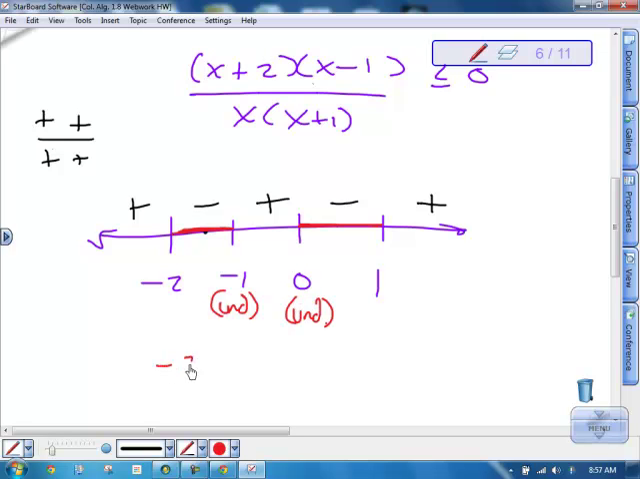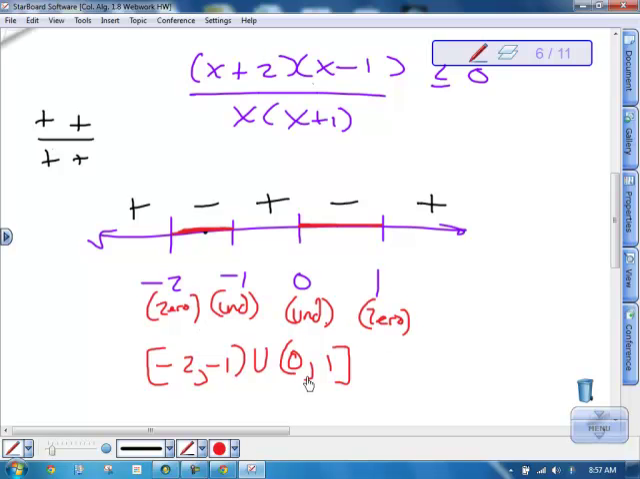So we're going to go from -2 to -1. We can include -2 because that's less than or equal to 0, and that's a 0. So we're fine to include that one. We can't include -1 though because that's an undefined value. We need the union symbol, and then we need to go from 0 to 1. We can include 1 because that's a 0, and we can include the zeros. But we can't include 0 because that's a place where this function is undefined. So there's our final answer right there.